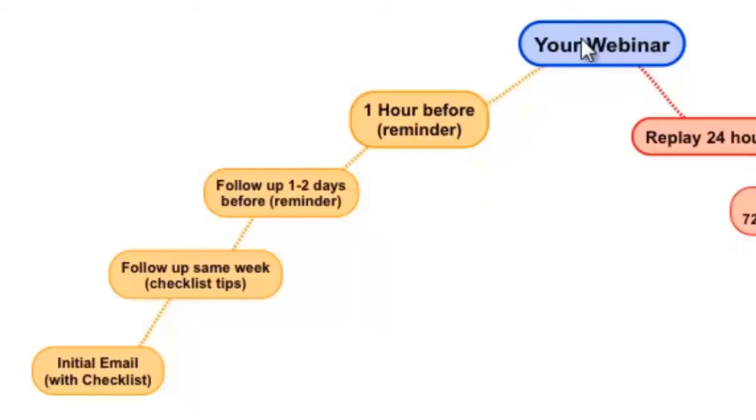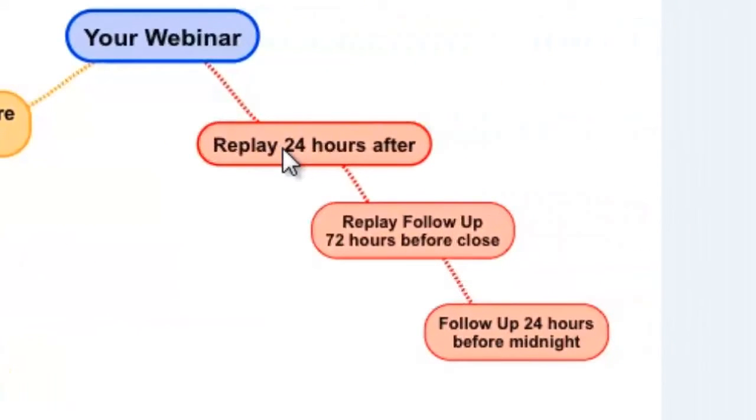So of course, on the webinar, you can use a checklist, you can go over the checklist, and then after that, you want to have a replay, typically about 24 hours after. You can email the full list. You can email the people that were unable to show up. So this is 24 hours after the webinar.